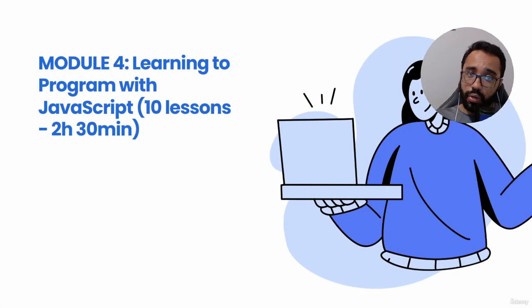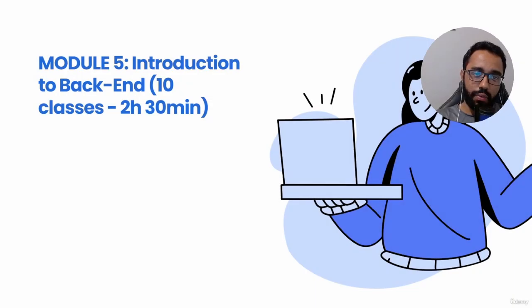In module 4, you are going to learn to program in JavaScript. Okay, so JavaScript is a programming language, and we are going to focus on this language primarily so you can understand more about JavaScript. In module 5, you're going to have an introduction to backend. We're going to have 10 classes, and probably all of the module will have 2.5 hours. And you're going to have this introduction to backend where we're going to use Node.js to create our backend.